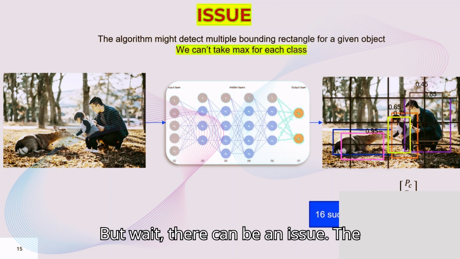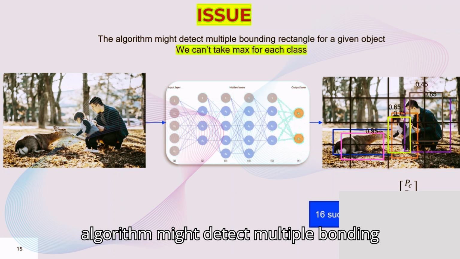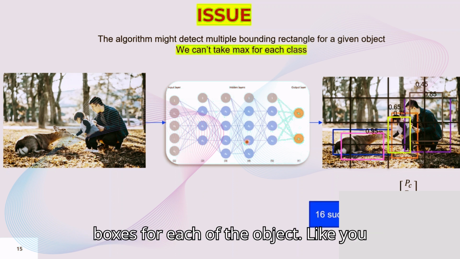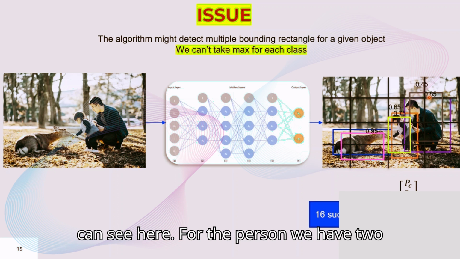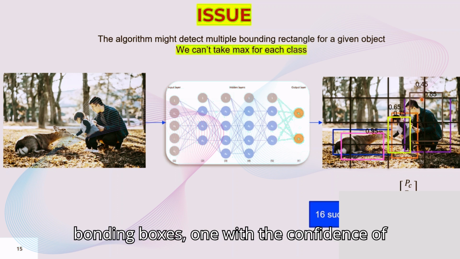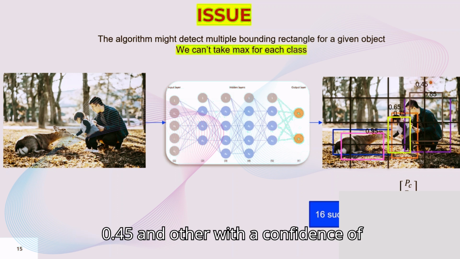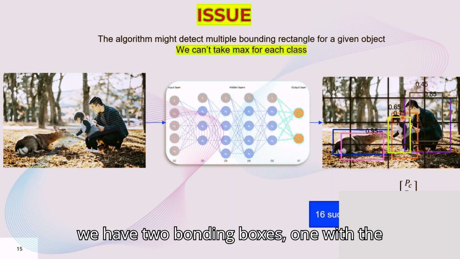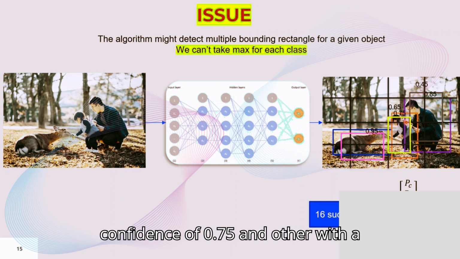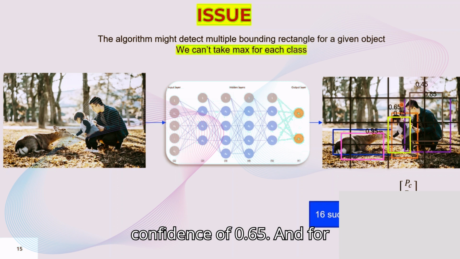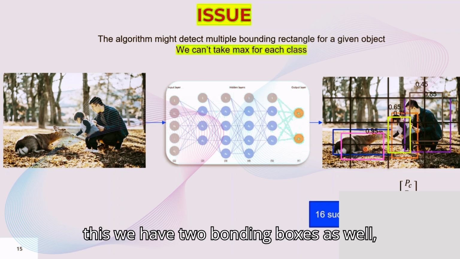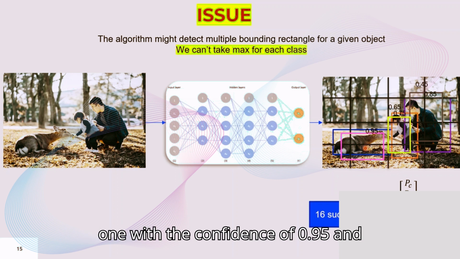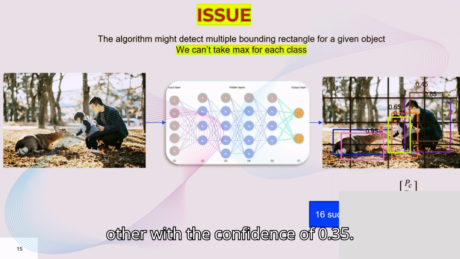But wait, there can be an issue. The algorithm might detect multiple bounding boxes for each object. Like you can see here, for the person, we have two bounding boxes, one with a confidence of 0.45 and the other with a confidence of 0.85. For the baby as well, we have two bounding boxes, one with a confidence of 0.75 and the other with 0.65. And for this object, we have two bounding boxes as well, one with a confidence of 0.95 and the other with 0.35.